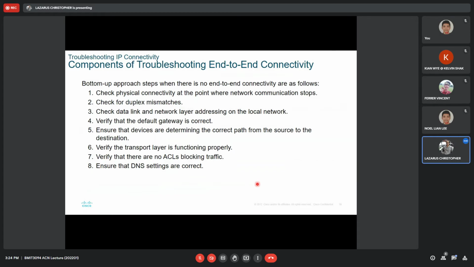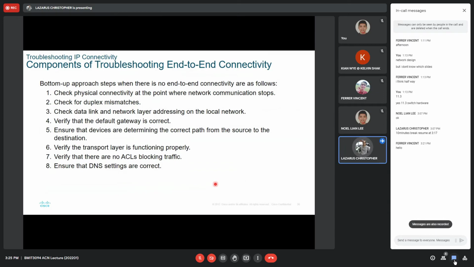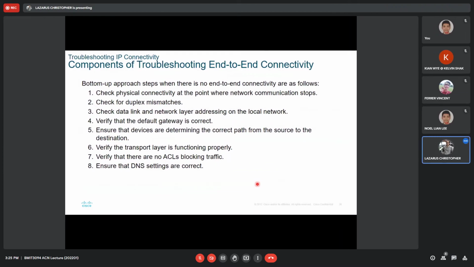All right. So then you need to check the end-to-end connectivity. So you need to check that for the LAN, the switch is forwarding the frame. And for the wide area network, the router is forwarding the packets. And then you need to follow end-to-end, source to destination.